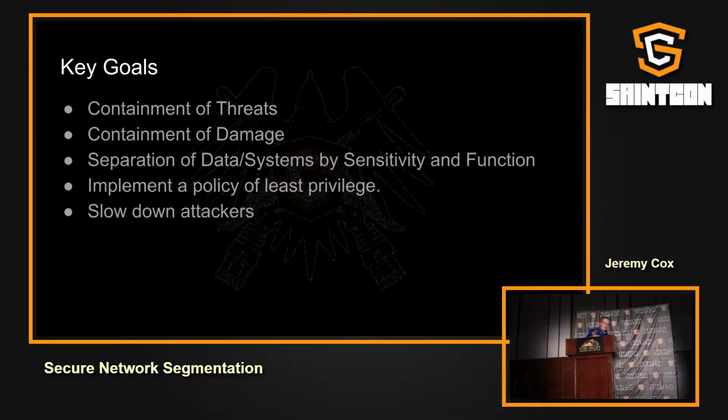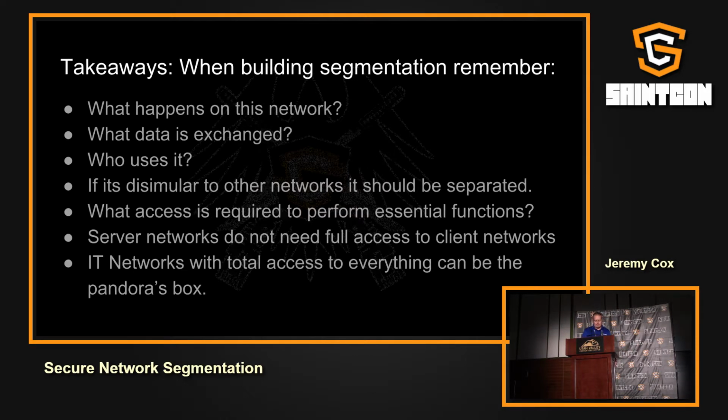So the key goals are your containment of threats, your containment of damage, and the separation of data systems by sensitivity and by function. And then to implement a policy of least privilege so that people only have access to what they need to have access to, and ultimately to slow down those attackers. Because when you have a flat network, it's like opening the firewall and letting them in.